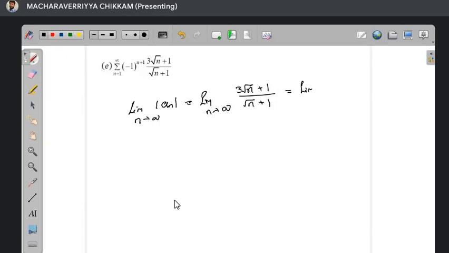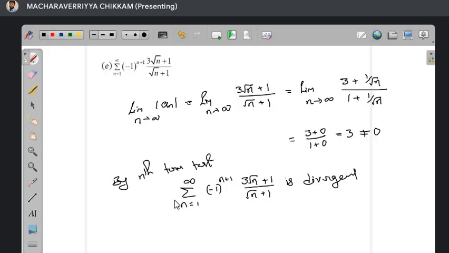And this can be rewritten as the limit as n goes to infinity of (3 plus 1 by root n) over (1 plus 1 by root n), taking root n common and cancelling. So this limit is nothing but (3 plus 0) over (1 plus 0), therefore it is 3, and it is not equal to 0. Since the limit of the nth term is non-zero, by the nth term test we can conclude that the given series is divergent. That's it. No need of checking conditional convergence or anything else.